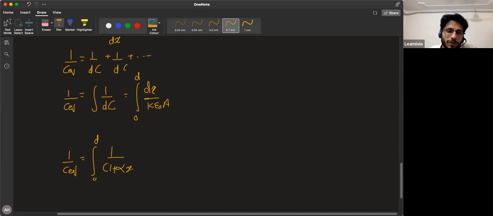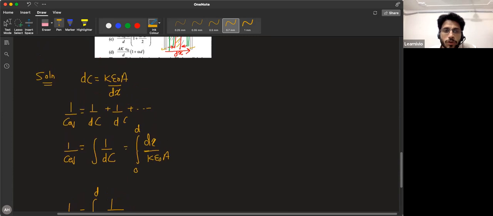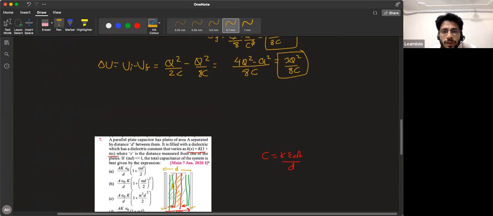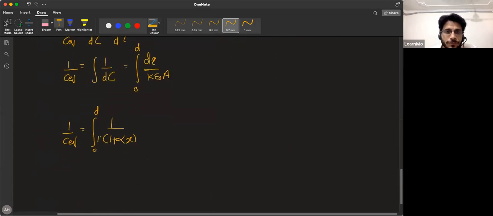See, in JEE 2020, this was one of the toughest questions. Five questions were very tough, and this was one of them. Then you have the area, and then you have dx. See, this K is constant, this A is constant. You can take the constants outside this integral. So we get the integral from 0 to D, 1 by K epsilon naught A outside, and you have dx over 1 plus alpha x.